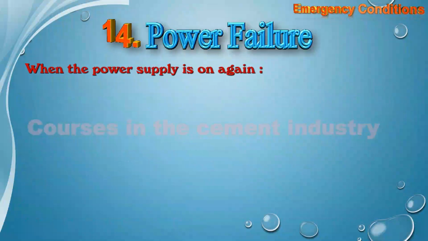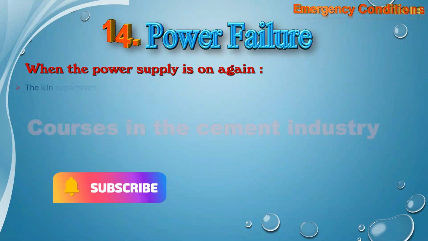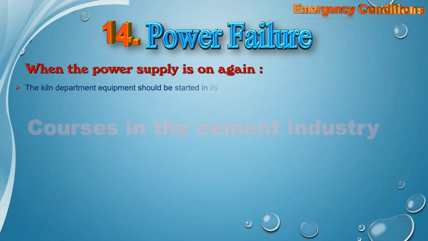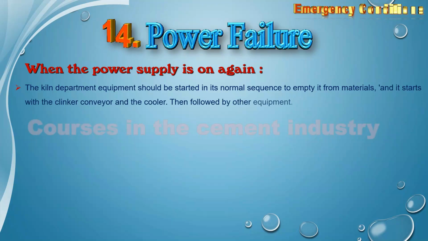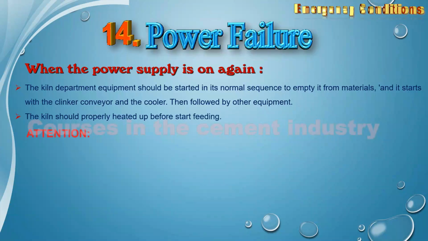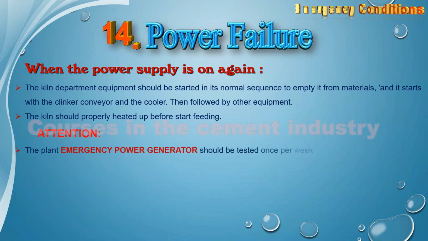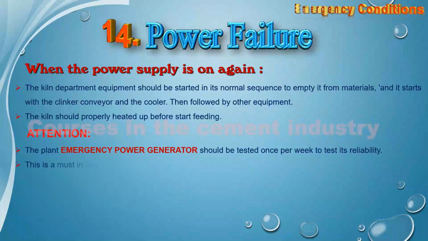When the power supply is on again, the kiln department equipment should be started in its normal sequence to empty it from materials. It starts with the clinker conveyor and the cooler, then followed by other equipment. The kiln should be properly heated up before starting to feed. Attention! The plant emergency power generator should be tested once per week to test its reliability. This is a must in any cement plant, or there will be severe consequences.